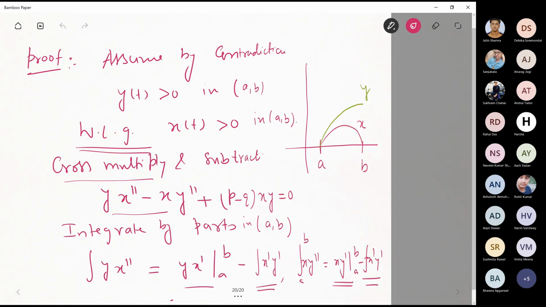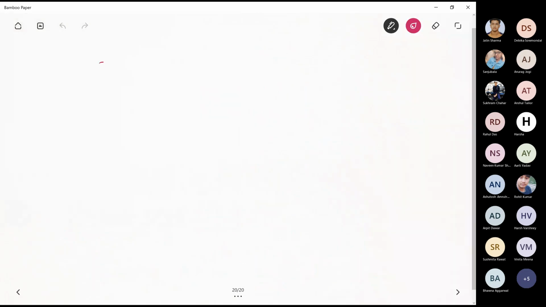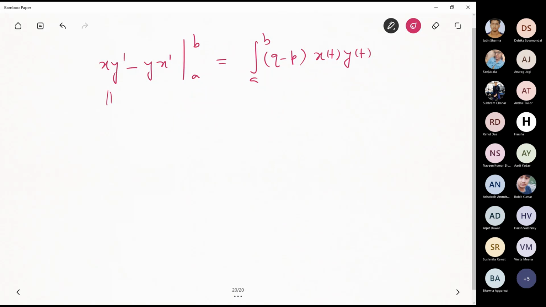Therefore, we get x into y prime minus y x prime. This is the boundary terms, the value of the boundary. This is going to be equal to the integral a to b of q minus p into x of t y of t. Now if you see what this is, just substitute what is x and y. x is going to be 0 at both endpoints a and b. Therefore, this term is 0.